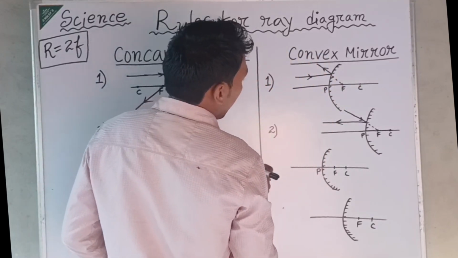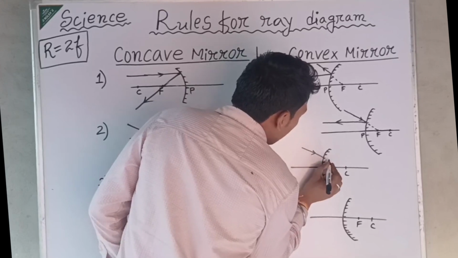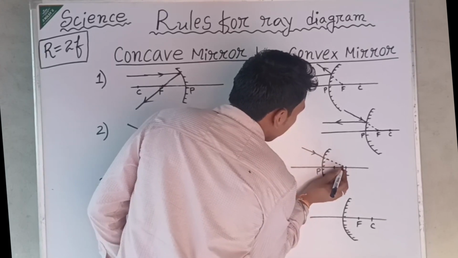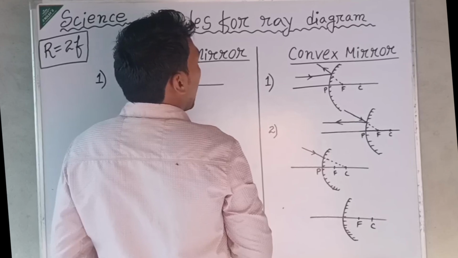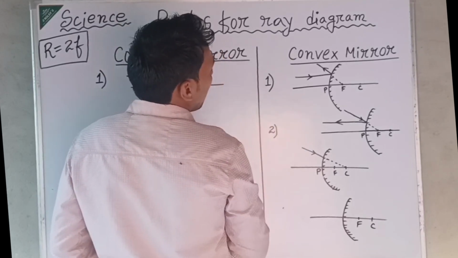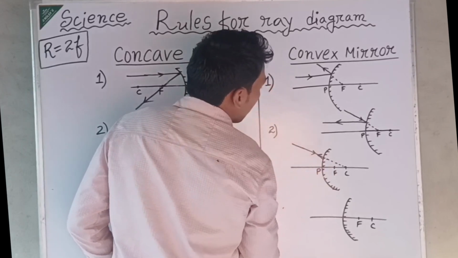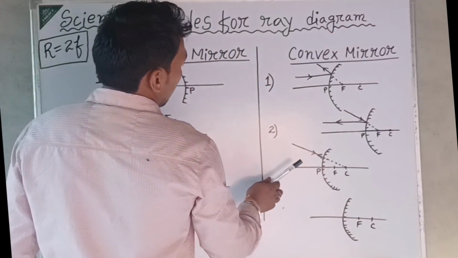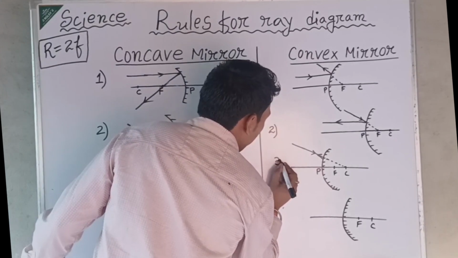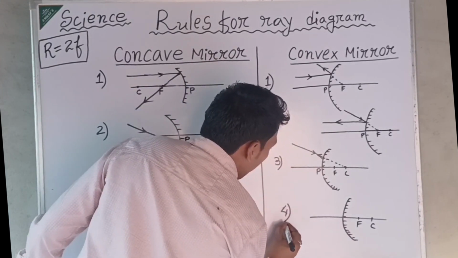Now in rule number 3, we have: when a ray is directed towards the center of curvature, this ray will return back along the same path. This is rule number 3. And now this is rule number 4.